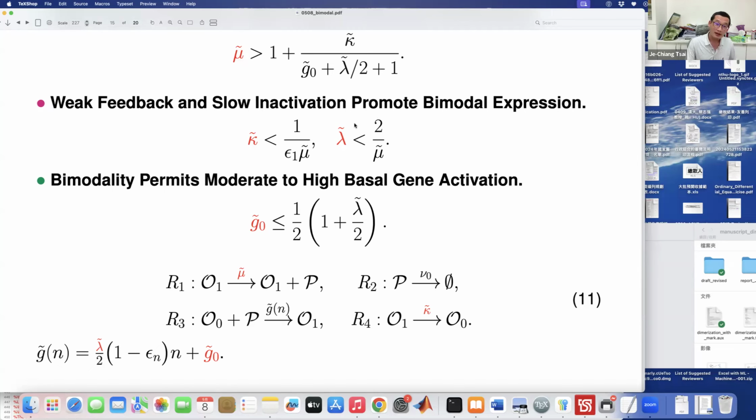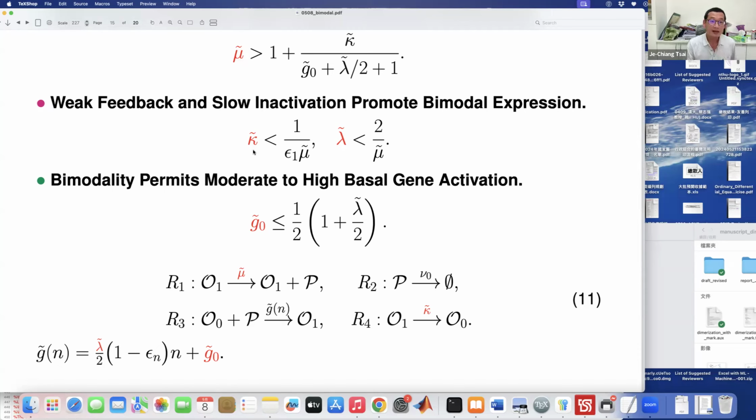So this strength of the dimerization process, this lambda delta, should be small. If it is too large, then the gene is more likely to be in the on state, and more protein is produced. So many proteins are produced, and there will be no states associated with a small number of proteins. Eventually you will have only a unimodal distribution, one peak in the protein number.